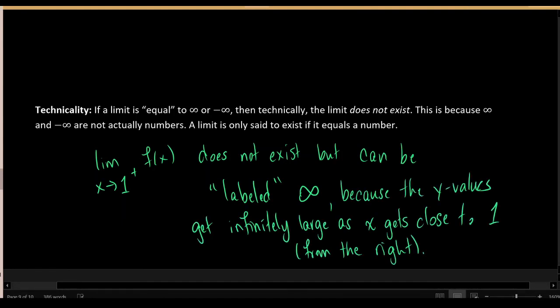So that concludes today's material. We talked about why we might be interested in a limit. We looked at how limits can be calculated from graphs and from tables. And then we looked at the specific case where a limit might be equal to positive or negative infinity.